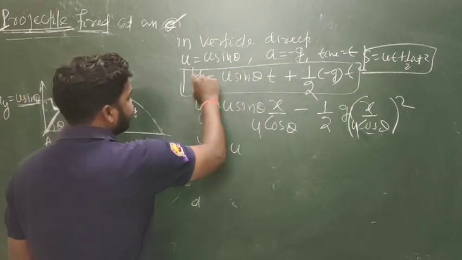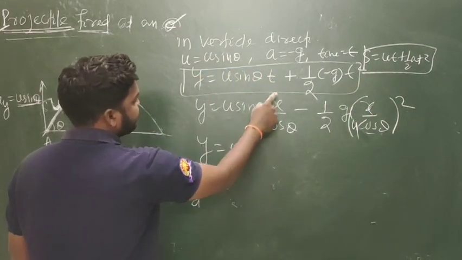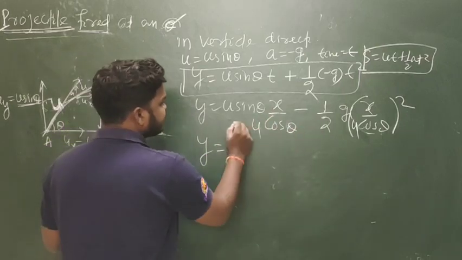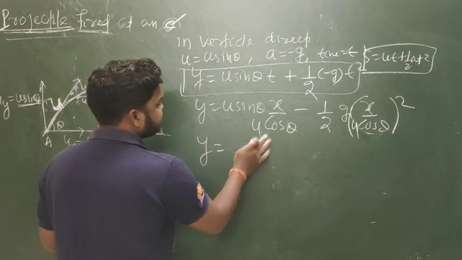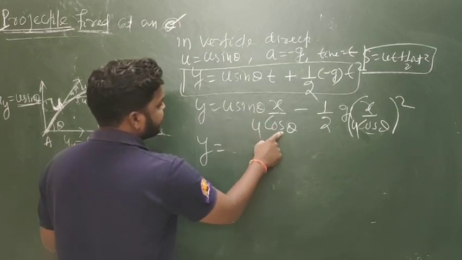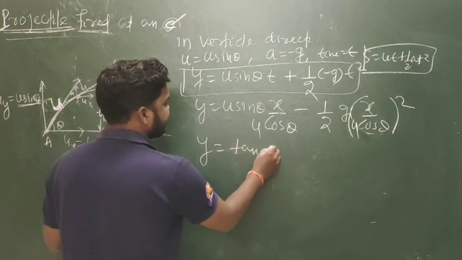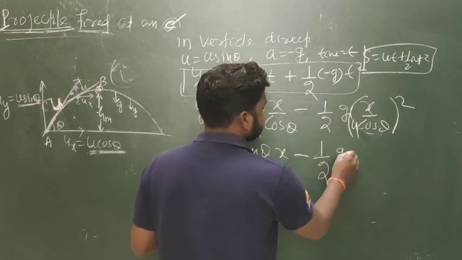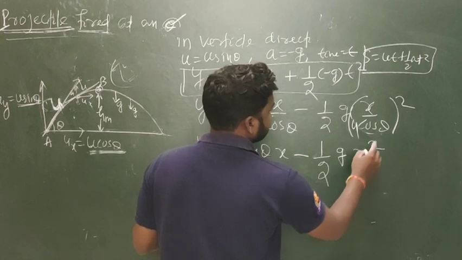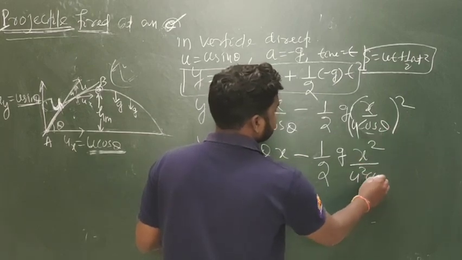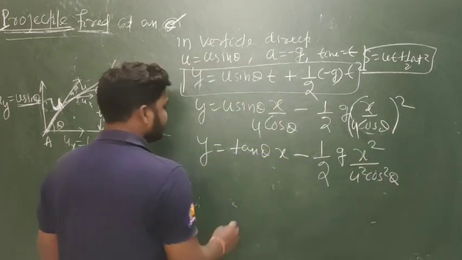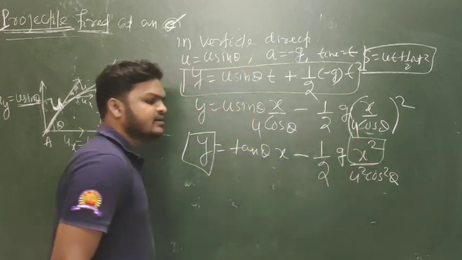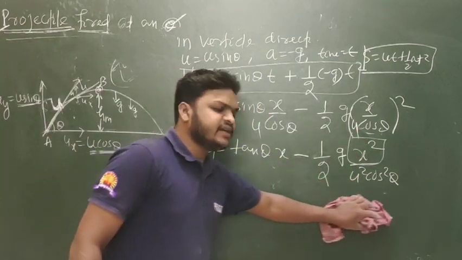Then we have to relate x with y. So instead of t we write x by u cos theta. So u cancels, and this is equal to sin theta by cos theta, tan theta x minus half g x square upon u square cos square theta. So look, y is equal to something times x square. So this is a parabolic equation.